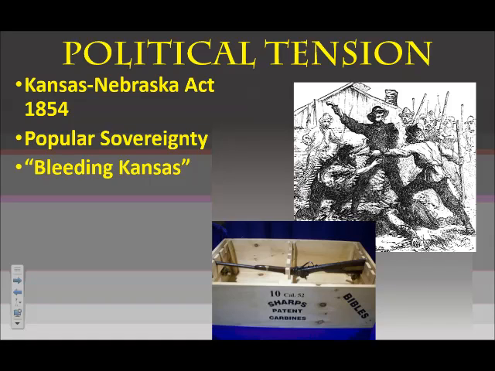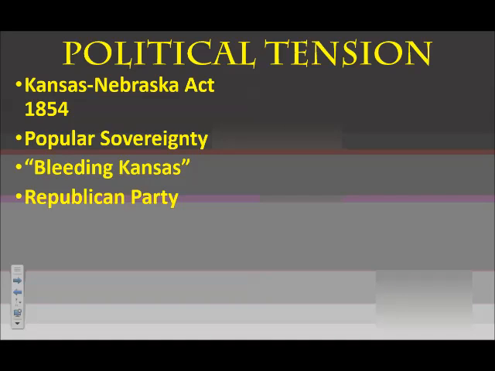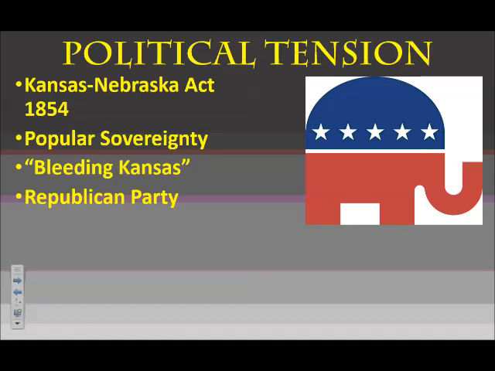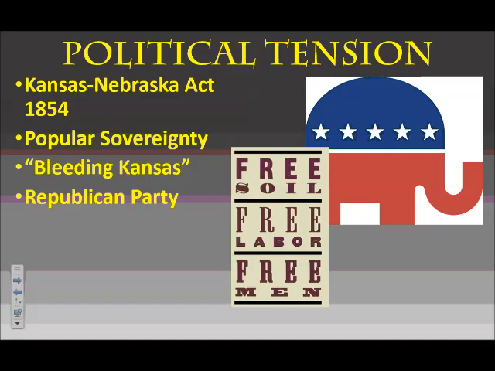This also is going to encourage the creation of a new political party. The Republican Party, the same Republican Party that exists today, has its foundations in the mid-1850s around this issue of slavery. This new political party is taking followers of other parties, from the Whigs, from the Democrats. The Republicans want free soil, free labor, and free men. And so the Republican Party we have today is created here in the 1850s.